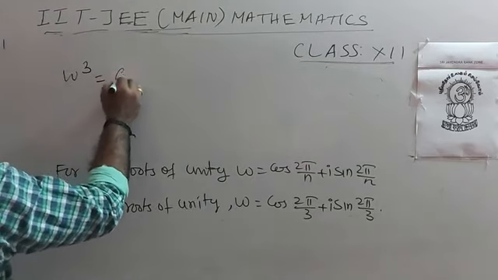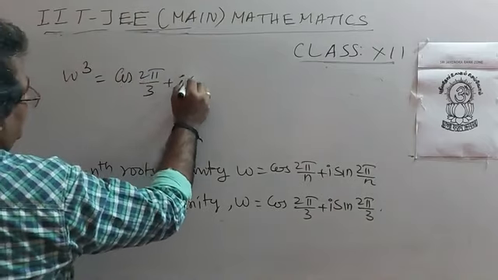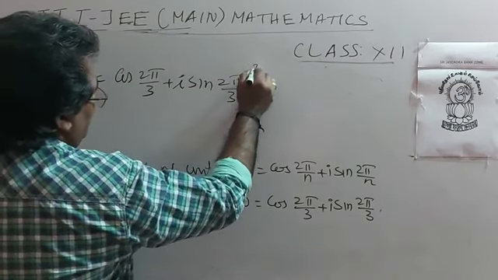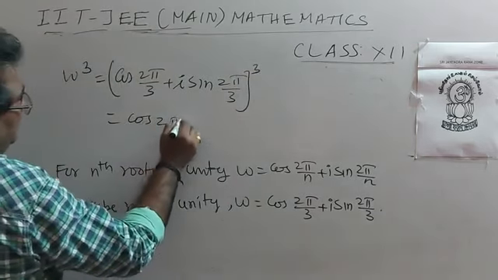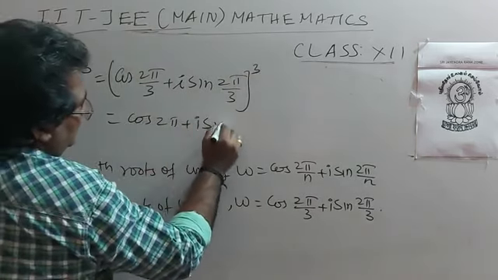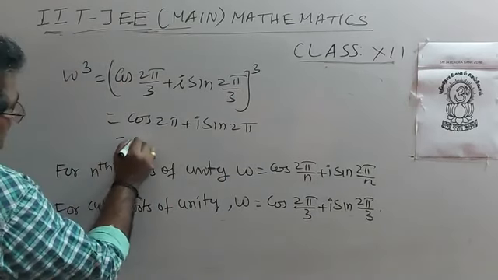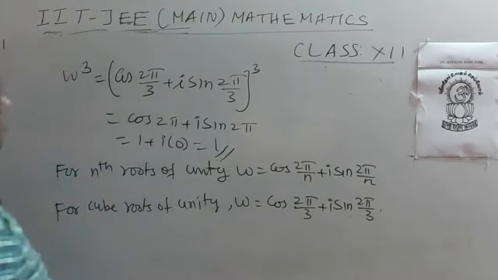Omega cube equal to cos 2 pi by 3 plus I sin 2 pi by 3 whole power 3, that is cos 2 pi plus I sin 2 pi. This is 1 plus I into 0, that is 1. Omega power 3, that is omega cube, equal to 1.